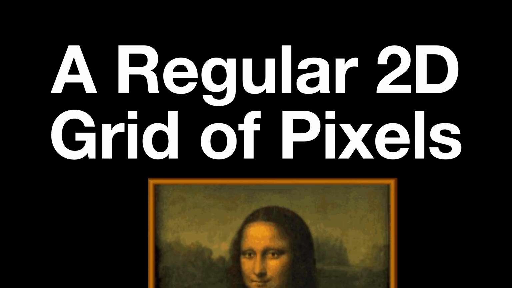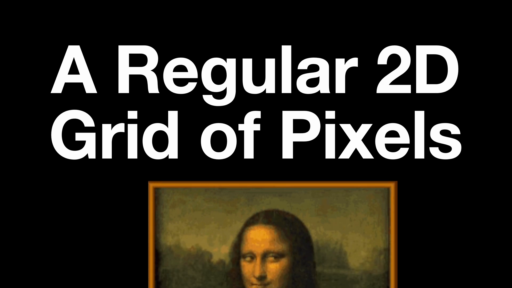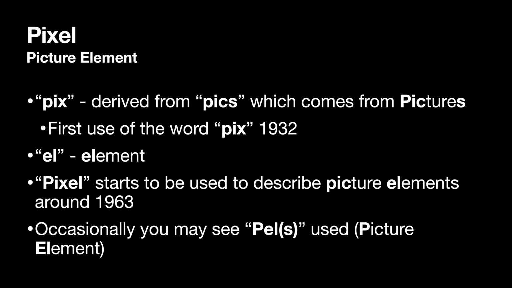So, let's start off with the fundamentals. In the context of image processing, we're generally talking about a regular 2D grid of pixels. But what, you may ask, is a pixel? So let's do that first. Part 1, what is a pixel? Pixel is a contraction of the words picture element. We have pix, which was first used in the 1930s, and we have el from element. The word pixel appears in the 1960s. Now you might also occasionally see them referred to as pels, but that's quite old-fashioned now.